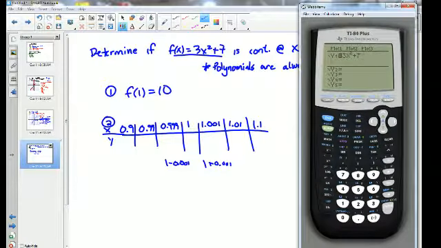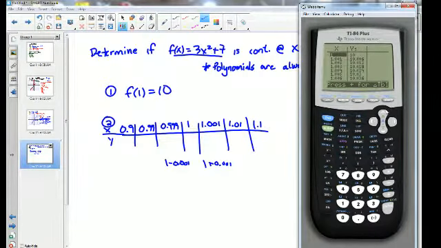Y equals, top left. That button right there. There are 2 ways to do this. I can use a table, which is actually the easiest way. So you have to set your table first, right? Second window. We want our table to start at 1, and we want to go by 0.001s, because that's what these intervals are. And now go to your table.